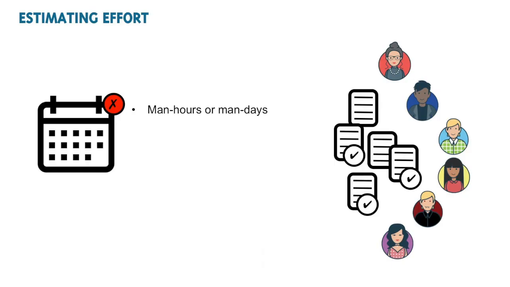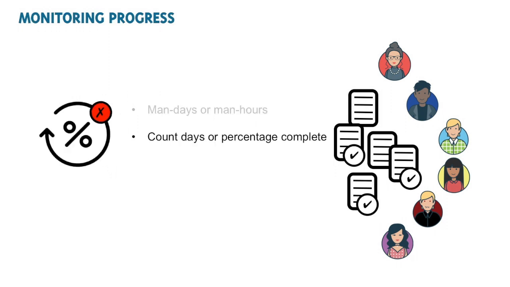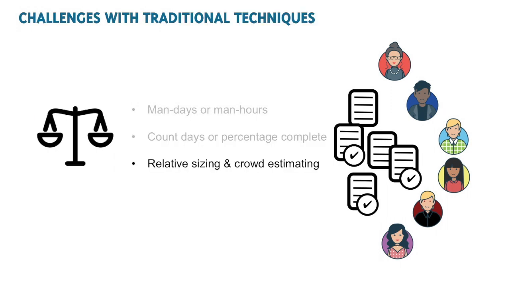Agile teams do not use man-hours or man-days to estimate effort or track their progress by monitoring the percentage an individual activity is complete. Agile teams use relative sizing based on using a crowd estimating technique to address the well-known issues associated with traditional project planning techniques.